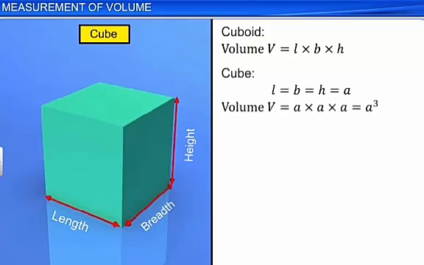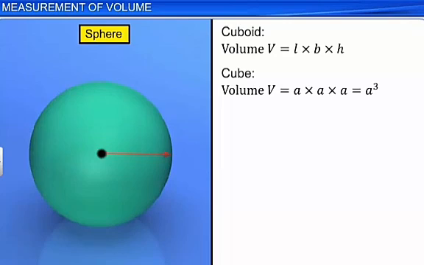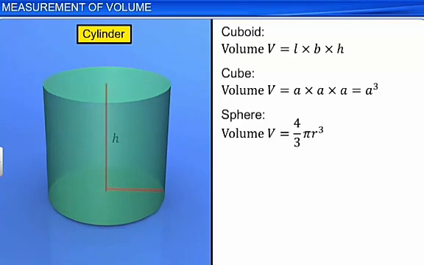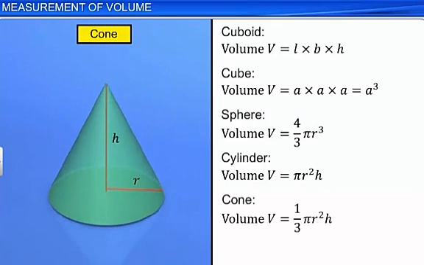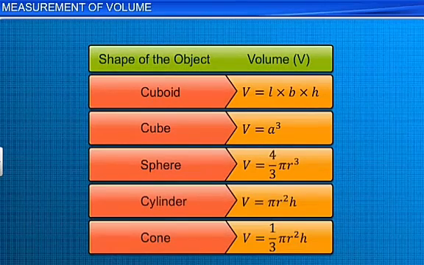or A cube. The volume of a sphere of radius r is 4 by 3 into pi r cube. The volume of a cylinder of height h and radius of base r is pi into r square h. The volume of a cone of height h and radius of base r is 1 by 3 into pi r square h. Thus, by using these formulae, we can find the volume of regular shaped solids.